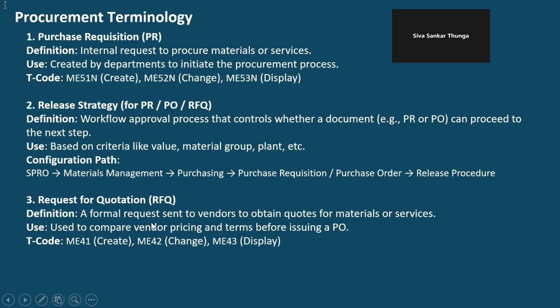Next, request for quotation, a formal request sent to vendors to obtain quotes for materials or services. In the case of a customer doing an inquiry requesting services such as construction of a house, similarly here Reliance is doing an inquiry with different vendors for purchasing materials or services. That is RFQ. It is used to compare vendor pricing and terms before issuing a PO.